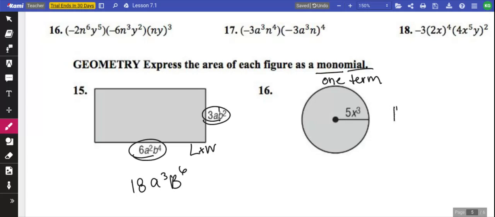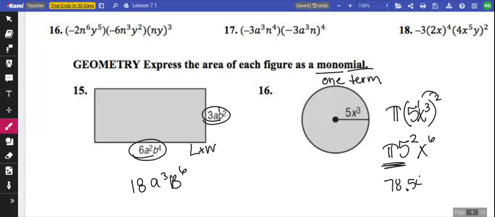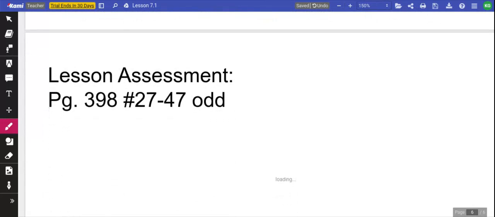The formula for the circle is pi times radius squared, and the radius is 5x to the 3rd, squared. Distribute here would give me pi times 5 to the 2nd and x to the 6th. Now in your book, they might combine the pi times 5 squared, so they might have 78.54 x to the 6th. Or they might just have the 5 squared is 25 pi x to the 6th. I'm not quite sure which one they'd have in the back. Either one is fine. And there's your assessment.